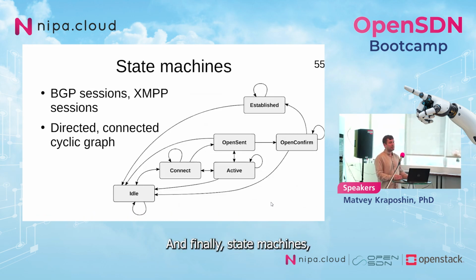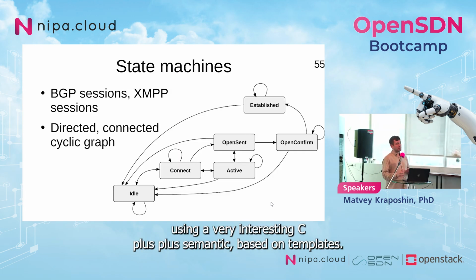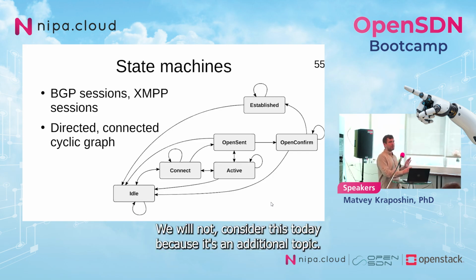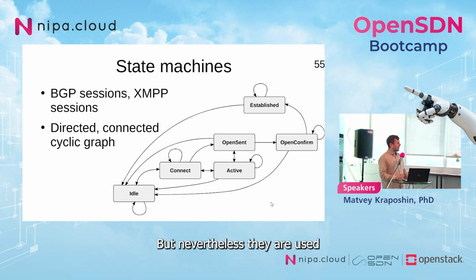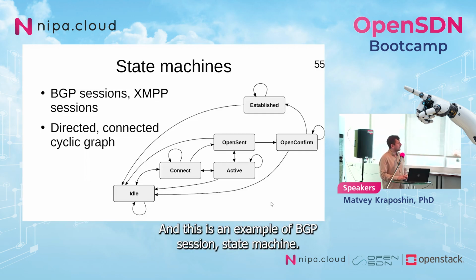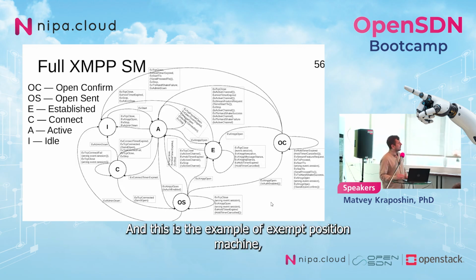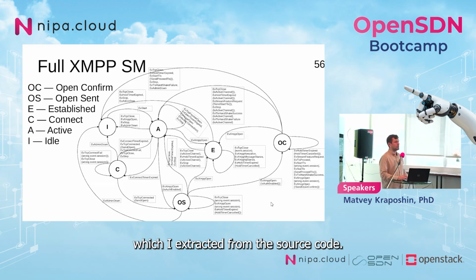And finally, state machines are also graphs, and they are represented using a very interesting C++ semantic based on templates. We will not consider this today because it's an additional topic. But nevertheless, they are used to represent these graphs. And this is an example of a BGP session state machine. And this is an example of an XMPP session state machine, which I extracted from the source code.